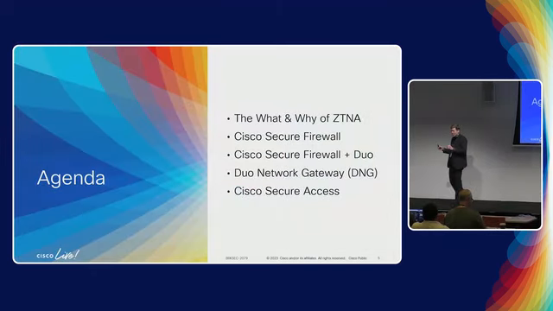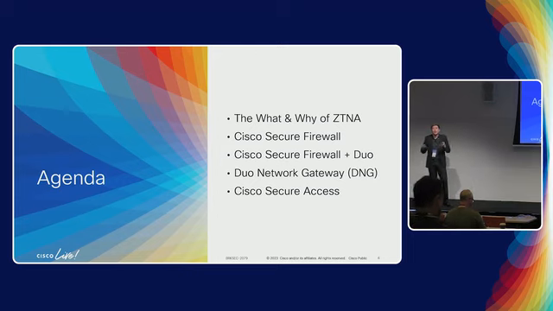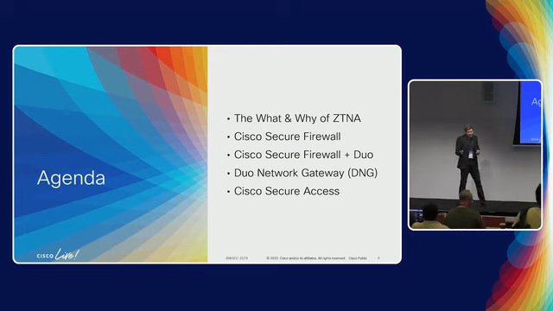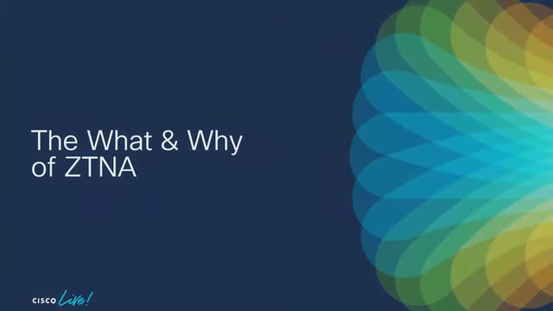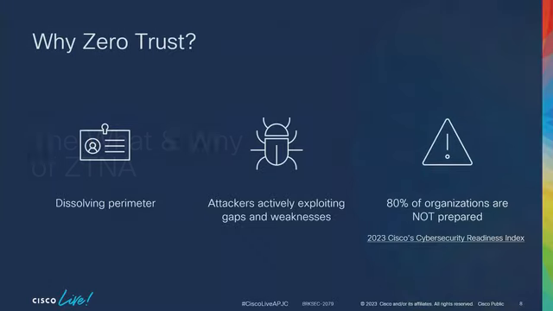So today I'm going to talk about why we need ZTNA, how it came about, how to evaluate this technology, and we are going to dive into what are the options, right? We have this on the Cisco Secure Firewall, we have this as the DNG from Duo, and the new solution that we have is the Cisco Secure Access. So this is the latest and greatest offering from Cisco to provide a way for us to securely connect into our applications. So why do we want to move towards a ZTNA?